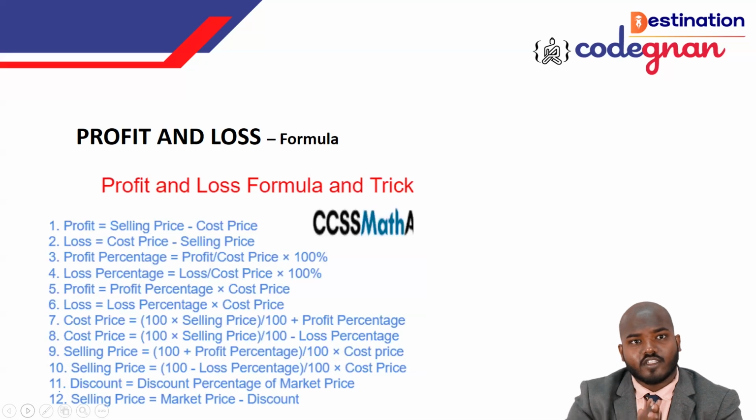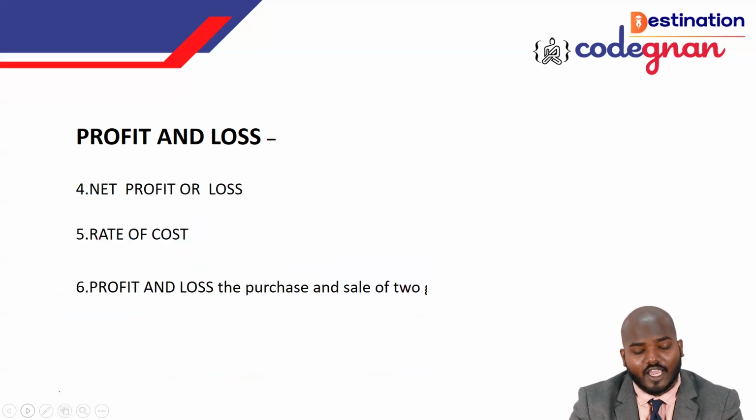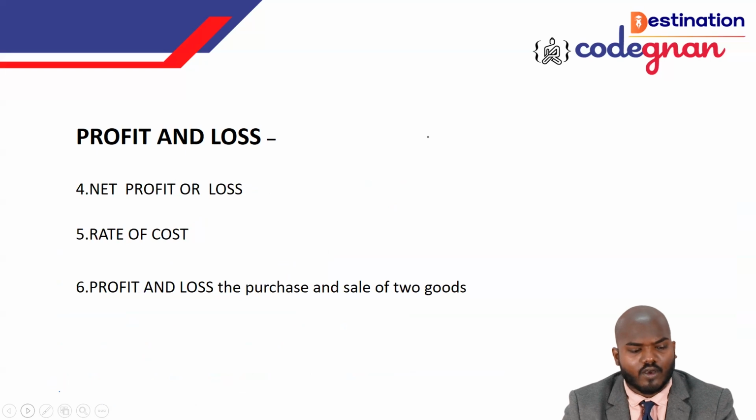Now we move to the 4th type. I just want to give you the terms. The 4th type we call the net profit or loss, the 5th type we call the rate of cost, and the 6th type we call the profit and loss in the purchase and the sale of 2 goods. So what is called the net profit and loss?